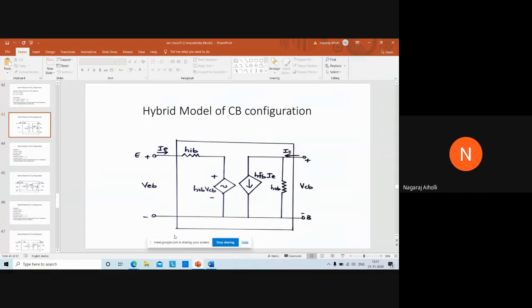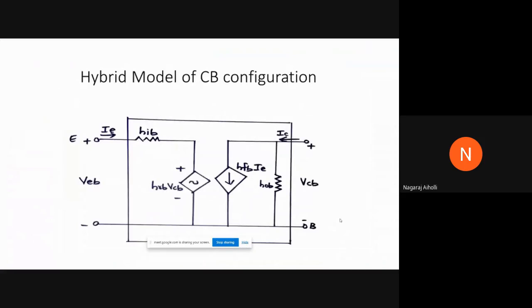Are you able to see the screen here? Screen is visible? Are you able to see the screen, students? Yes, sir.